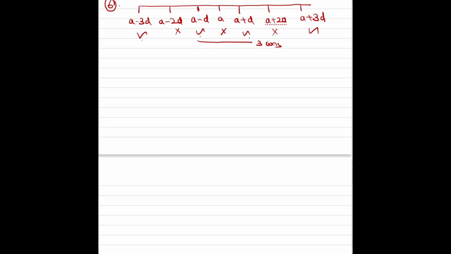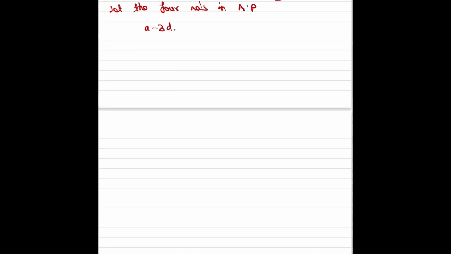So what is that? Let the 4 numbers in AP be A minus 3D, A minus D, A plus D, A plus 3D. These are the 4 numbers of an AP. Now we are going to do the sum of these numbers. A minus 3D plus A minus D plus A plus D plus A plus 3D equal to 32. That is what is given in the question.